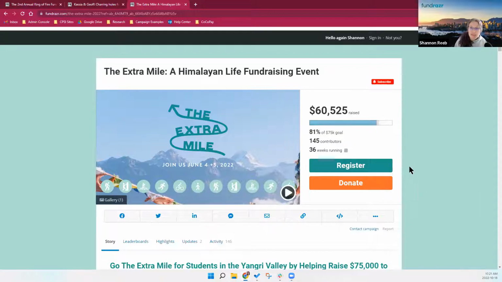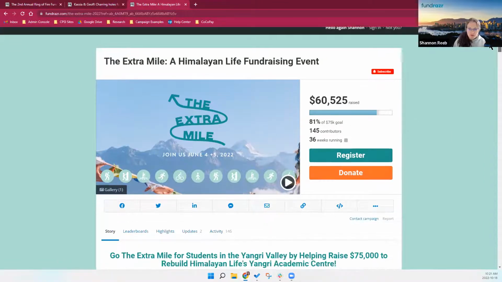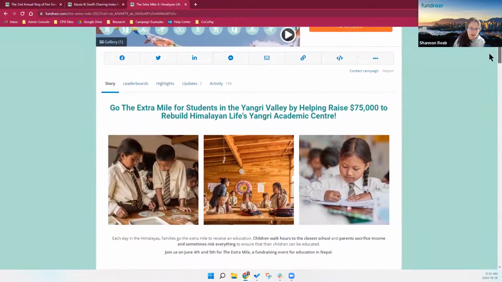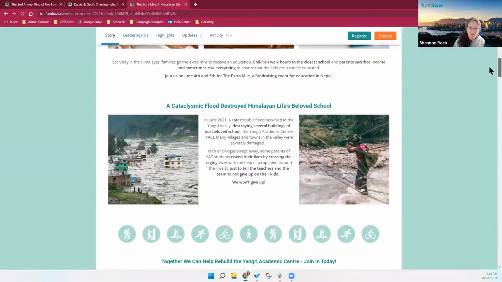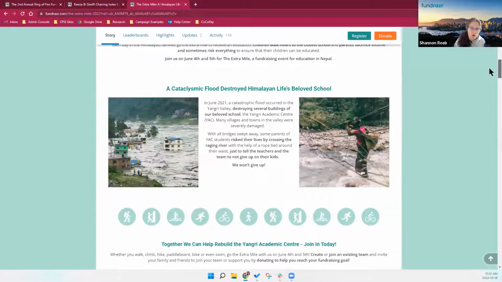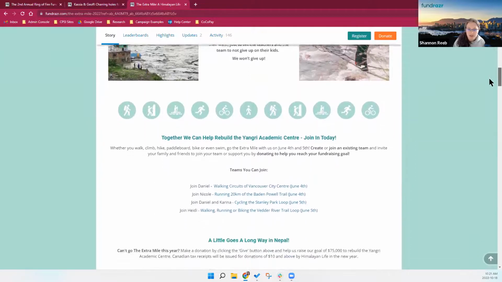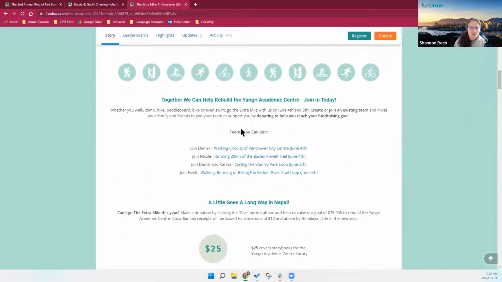And if they don't want to fundraise for you, but they still want to help, they can just donate to the master campaign still. They don't have to register to donate. They don't have to do any of that. You can still always donate to the main campaign. But if we scroll down here, you can see again, they have their story. This specific campaign was to help people in Nepal who were affected by the flooding that happened, unfortunately, right after COVID hit them hard. But if we go down, they actually have teams that you can join.